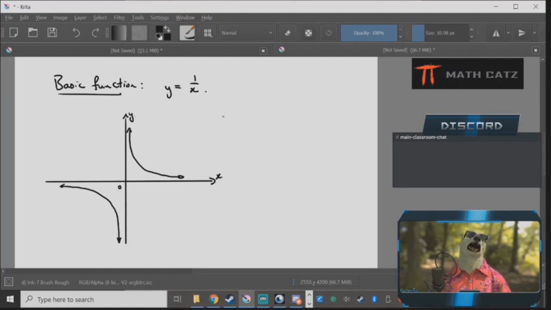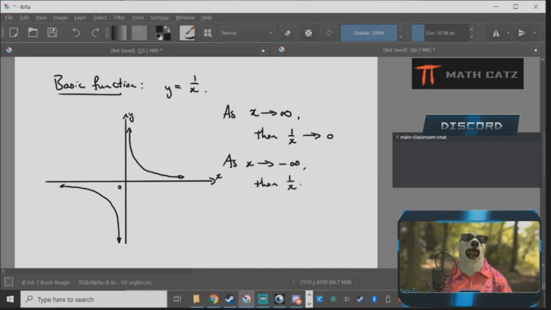So first of all, let's clarify the long-term behavior. As x approaches infinity, that's my language, my words for saying I'm looking at bigger and bigger x values with no end in sight, then 1 over x, or y, is going to go to 0. And that's also the case when x approaches negative infinity. I'm just going to the left. Yes, the y values will always be negative, but in terms of what happens to the size of the number, it's still going to be 0.